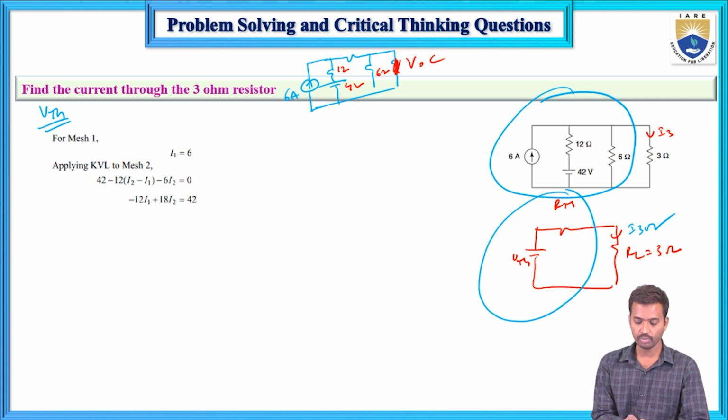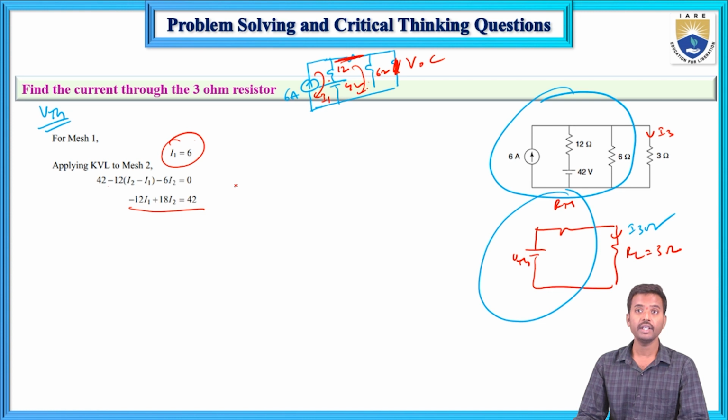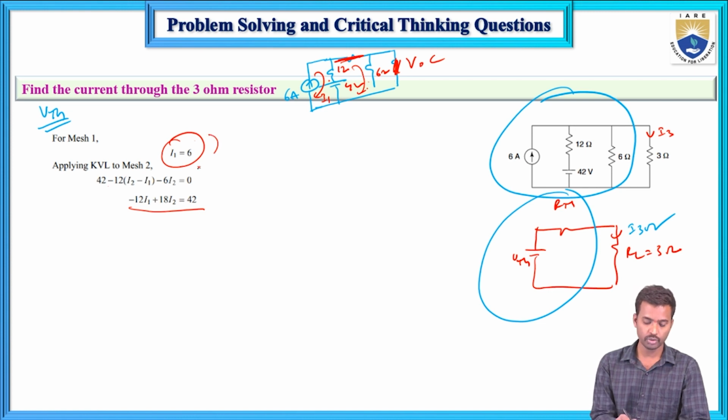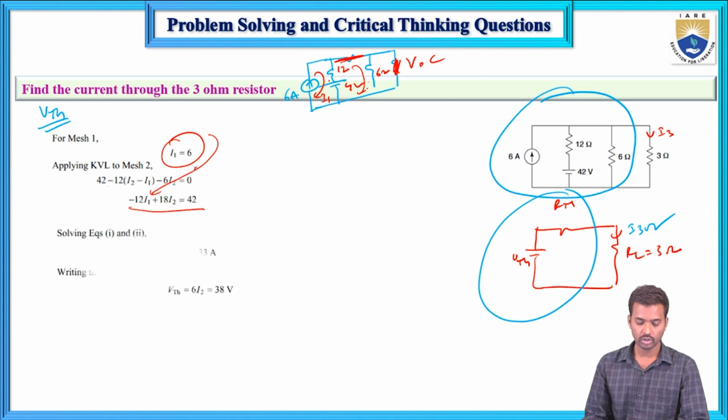If you apply KVL in mesh analysis, I1 equals 6 amperes. Next, if you apply KVL in this mesh, 42 minus 12 times (I2 minus I1), and there is no resistance here, equals 6 into I2. So this equation: minus 12 I1 plus 18 I2 equals 42. If you substitute I1 in this, you will get the I2 value.